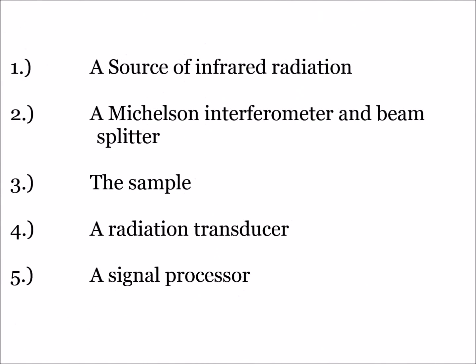There are five main components of an FTIR spectrophotometer. 1. A source of infrared radiation. 2. A Michelson interferometer and beam splitter. 3. The sample. 4. A radiation transducer. And 5. A signal processor. The Michelson interferometer will be discussed in depth due to its significance to FTIR spectrometers, while the rest of the components, although still important, will only be mentioned briefly.